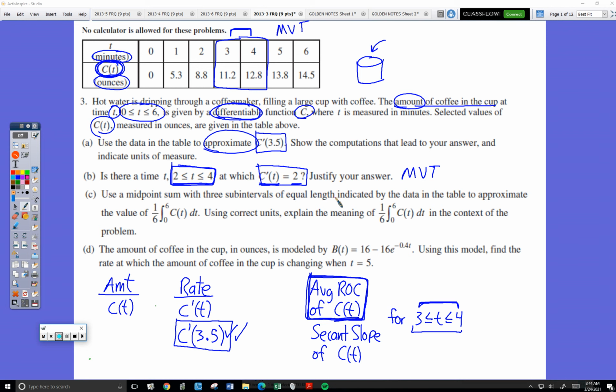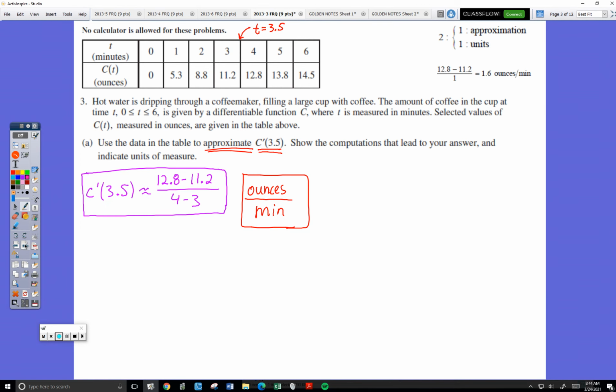Okay, part C. Part C says use a midpoint sum, so that's a Riemann sum, with 3 subintervals of equal length, from the table to approximate this. So you should stop right there because you hit a period, you have something to do, you should go do it. So let's go do it.